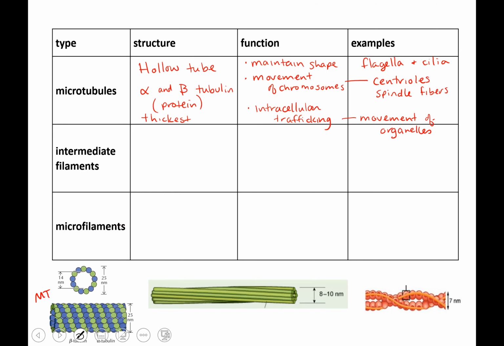Okay, change color here. Intermediate filaments, that's the one in the middle here. Their structure is made of 8 twisted protein fibers. And again, in cell biology, you'd get into more details about this. They have medium thickness. Their function is also structure, support, shape of the cell.